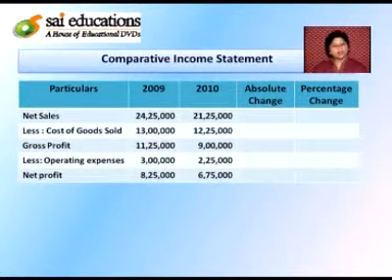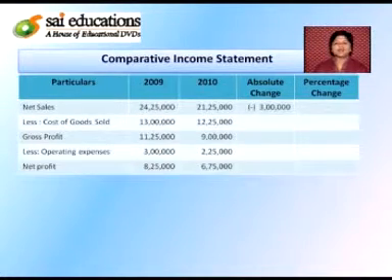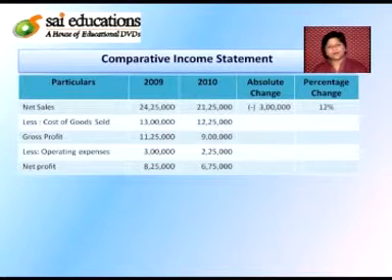Net sales in 2009 were 24,25,000. 2010 में नेट सेल्स रिड्यूस हो गई 21,25,000 तक. It means the total absolute change in the net sales was 3 lakh. अगर हम इसको परसेंटेजेस टर्म में लिखें तो 3 lakh divided by 24,25,000 multiplied by 100 gives us 12%. तो सेल्स में 12% से रिडक्शन हुई है.